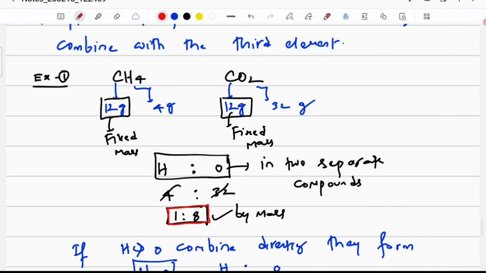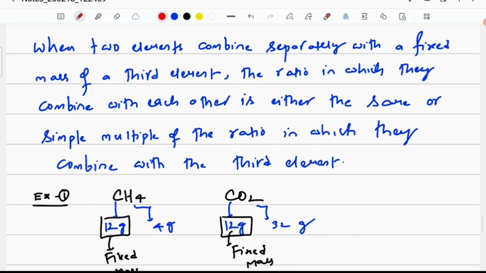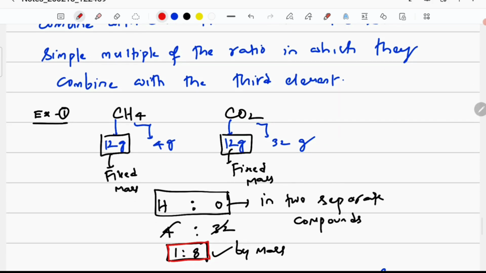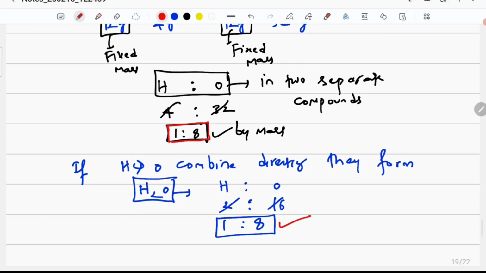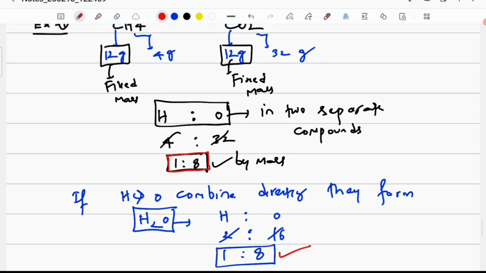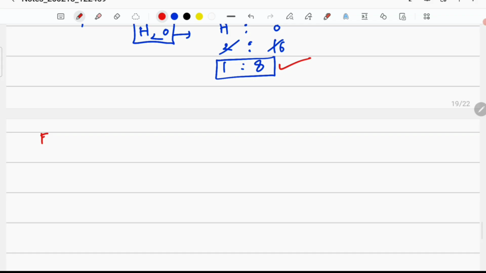So that's what the law proposed by Richter says: when two elements combine separately with the fixed mass of third element, carbon, I am taking the ratio of hydrogen to oxygen here, which is 1 is to 8. If these two combine directly, they form again the same 1 is to 8 ratio. For understanding, you take one more example.